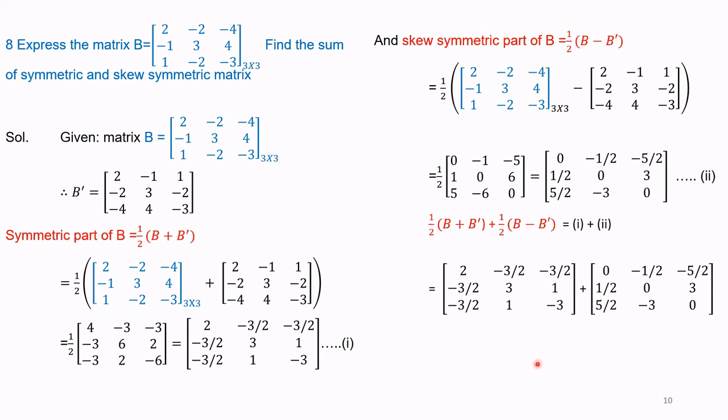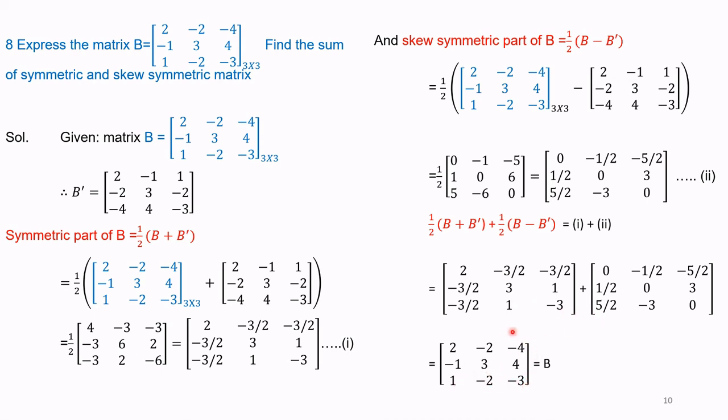Therefore, adding: 2 minus 3 by 2, 3 plus 1, minus 3 by 2, 1 minus 3 plus 0, minus half, minus 5 by 2, half 0 3, 5 by 2 minus 3 0. This is the value of half of B minus B dash, and this is half of B plus B dash. Therefore, we get 2, minus 2, minus 4, minus 1, 3, 4. 3 plus 1 is 4. Minus 3 by 2 plus 5 by 2 is 1. 1 minus 3 is minus 2 and minus 3.